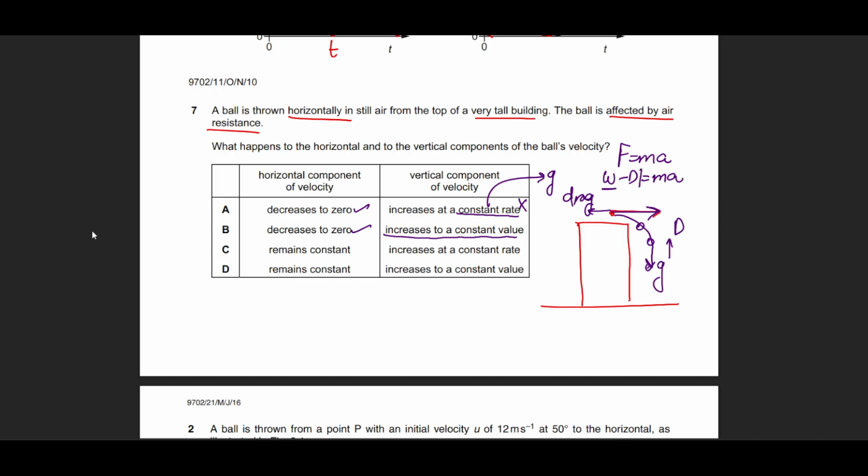Weight is constant, but the drag is also increasing. So if the drag is increasing, the whole factor starts decreasing and the value of acceleration falls. So it can't be this way. So the only correct answer over here is option B, right?